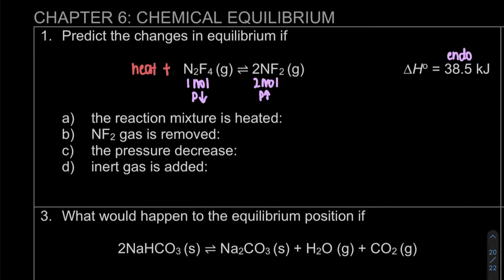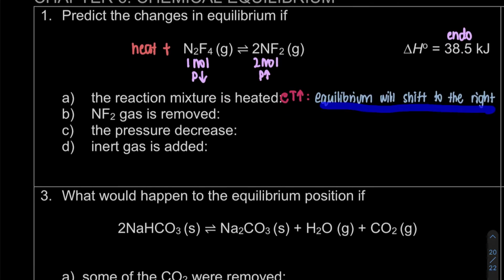The first one is that the reaction mixture is heated. This is the same as temperature increase. When the temperature increases, the system will try to counter back by decreasing the temperature, where there is no heat. In this case, our left hand side reactant has heat. So the equilibrium will shift to the right, because there is no heat here, as it wants to counter back the change. So the equilibrium will shift to the right.